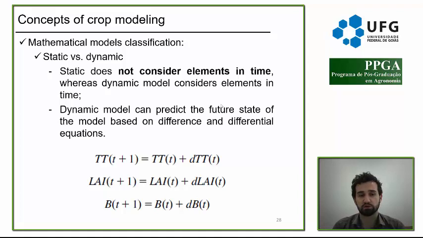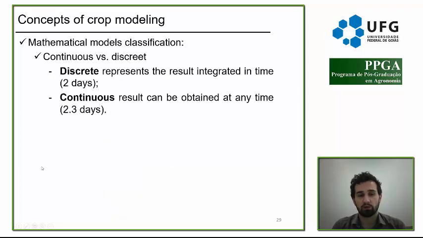We don't look for this, just the final results. In another way, the dynamic model can predict the future state of the model based on the differential equation. For example, the thermal time for maize: we can use the current thermal time plus the differential between two times, and you can update this variable for the next day. The same thing for the leaf area index, and the same thing for biomass.